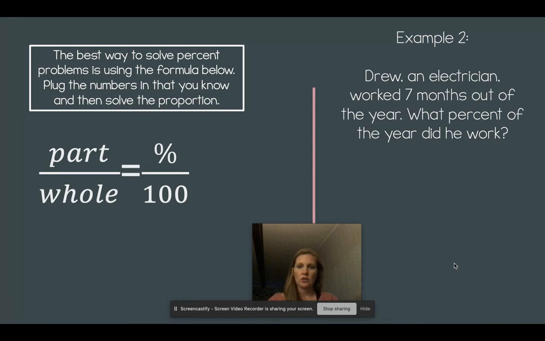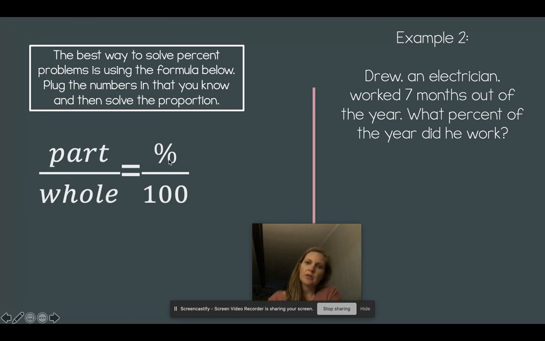Drew was an electrician who worked 7 months out of the year. It wants to know what percent of the year did he work. So let's take a look at, again, where do we put things in this formula over here? Do we know the part and the whole? We actually do in this problem. The part is the 7 months, so that would go in there. The whole, we know how many months are in a year, which would be 12.